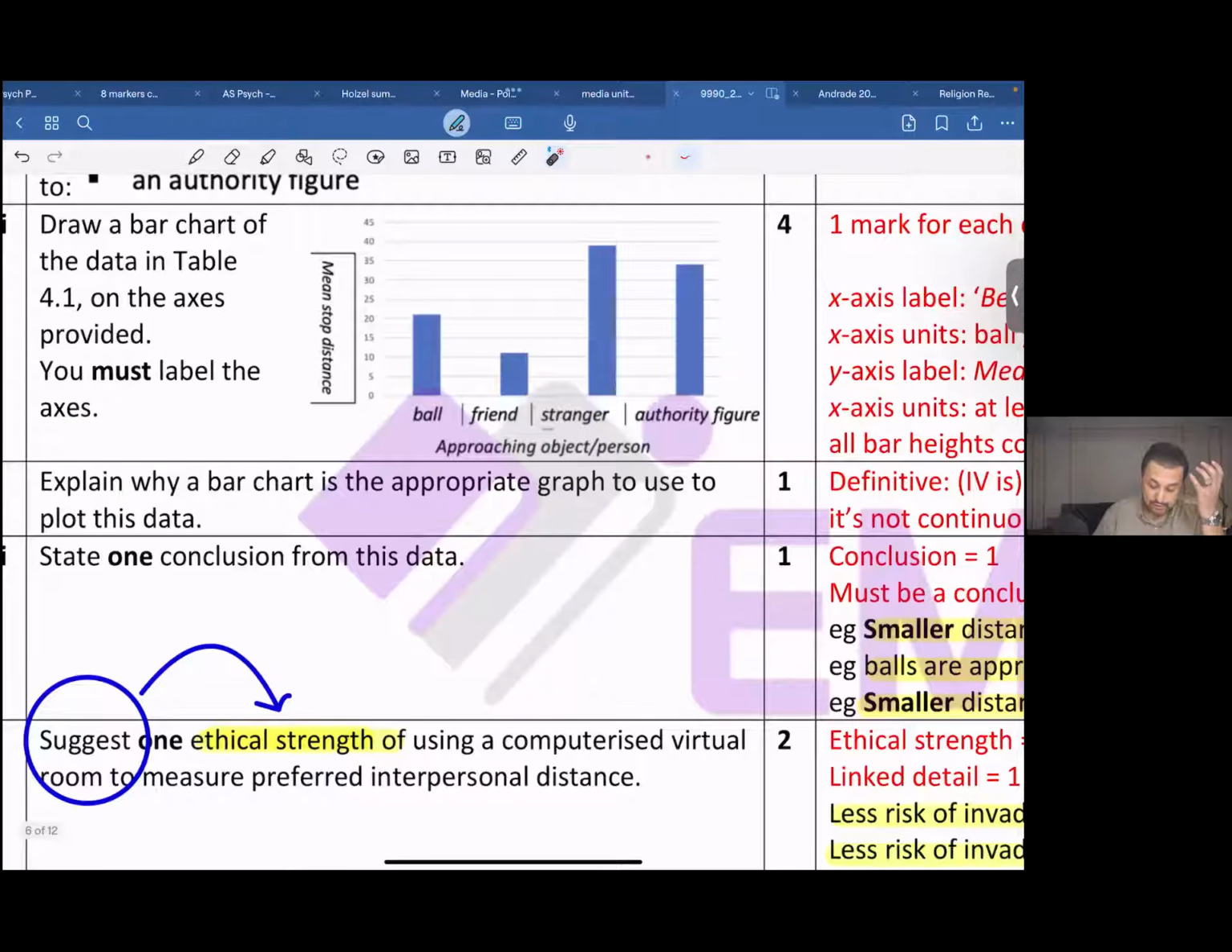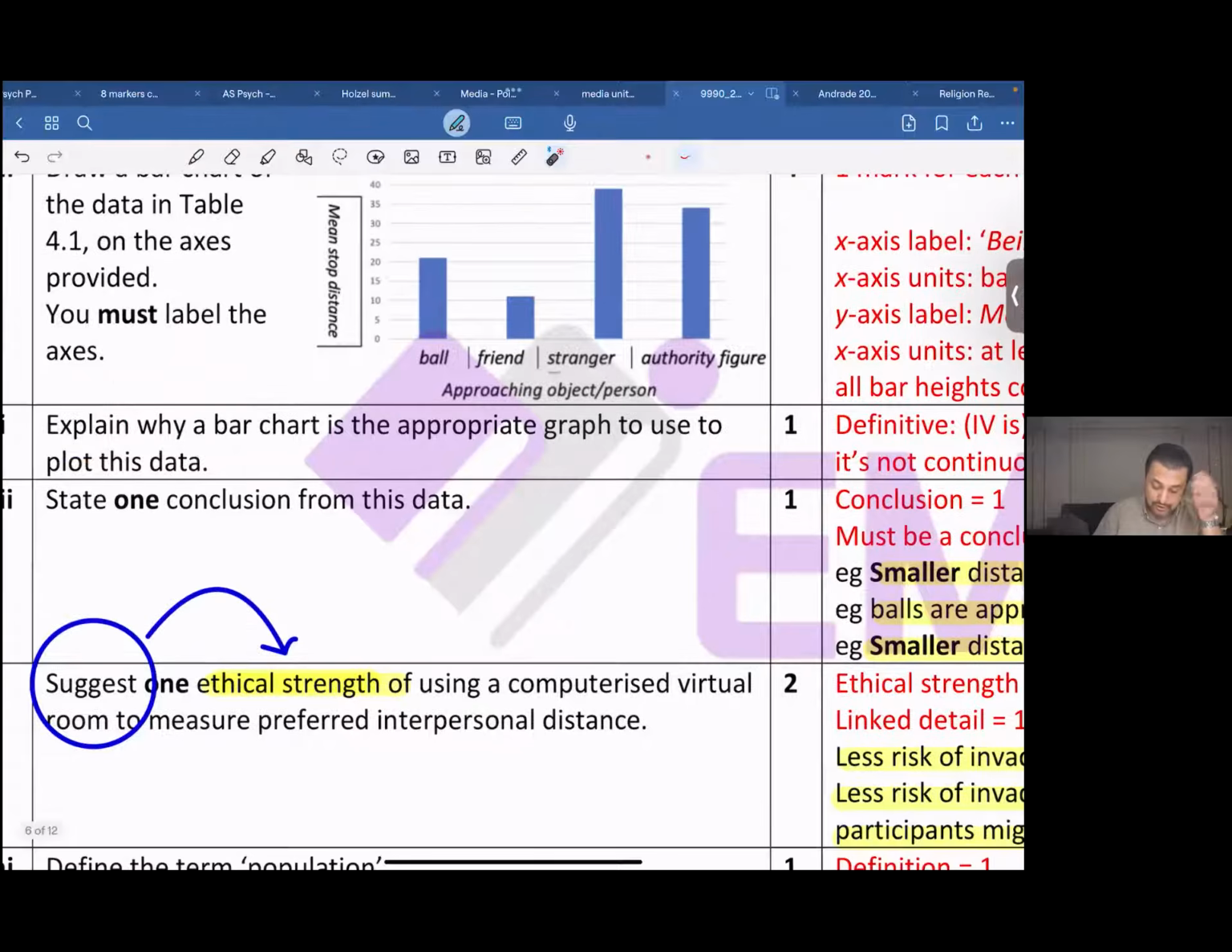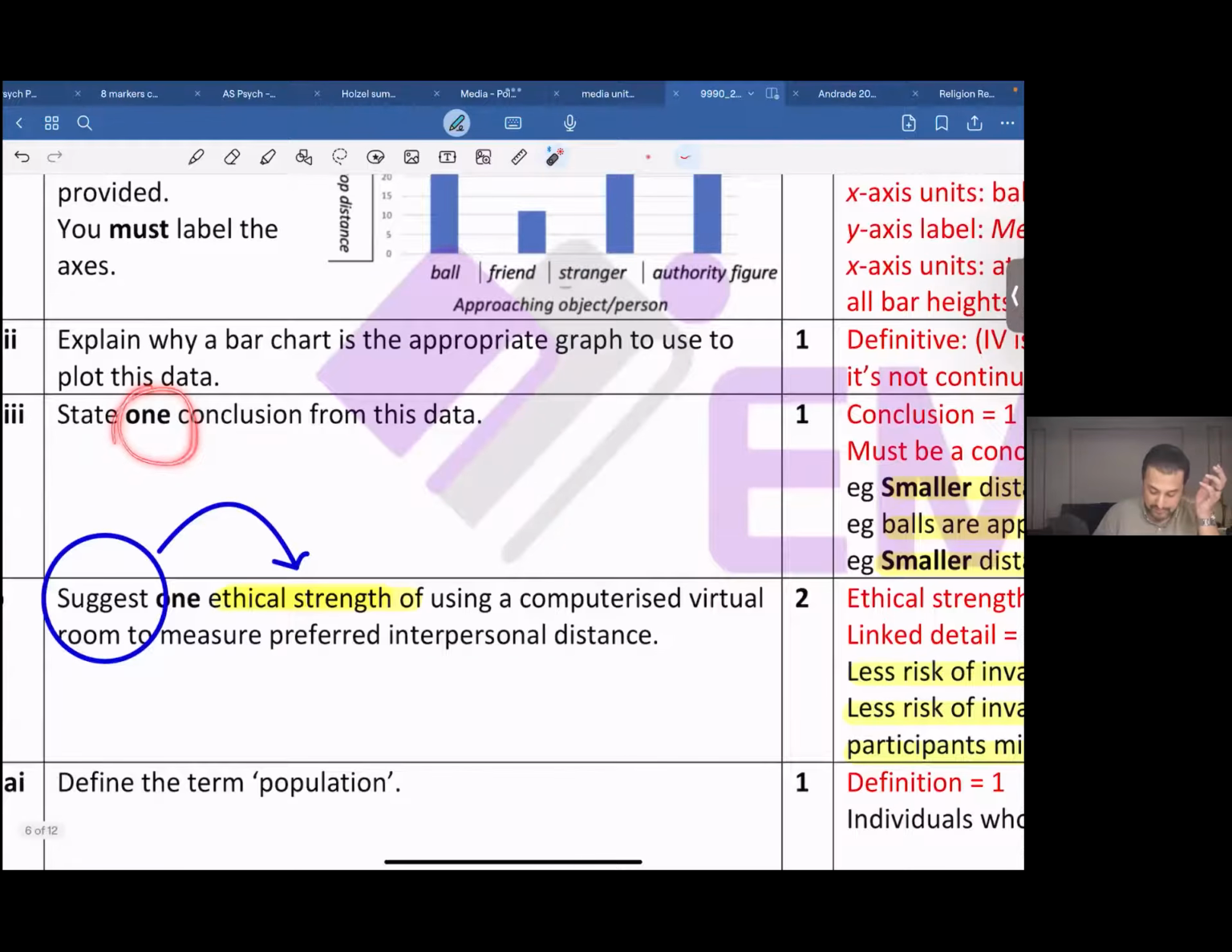to explain why you chose a bar chart. You chose a bar chart because you were asked to use a bar chart. You were asked to explain why the examiner chose a bar chart, or how using a bar chart or a chart was the best fit for that particular situation. The next question, they asked you to conclude from the data, and then an ethical strength.